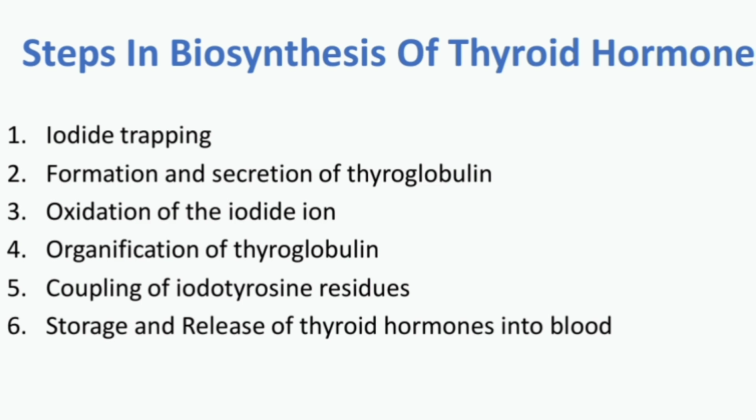The synthesis starts with a blood vessel. Near the blood vessel we always have a follicular cell. In the follicular cell we have a basolateral end and an apical end. The basolateral end is adjacent to the blood vessel. The apical end is far away from the blood vessel. So consider a follicular cell with a basolateral end as well as an apical end.